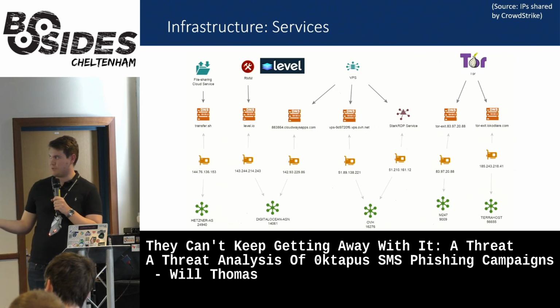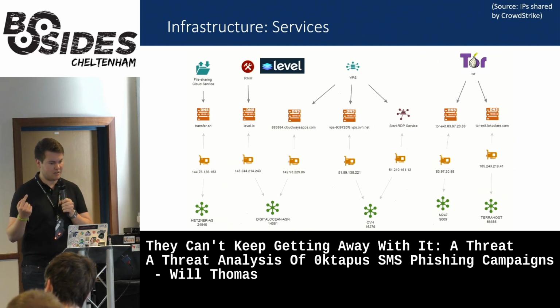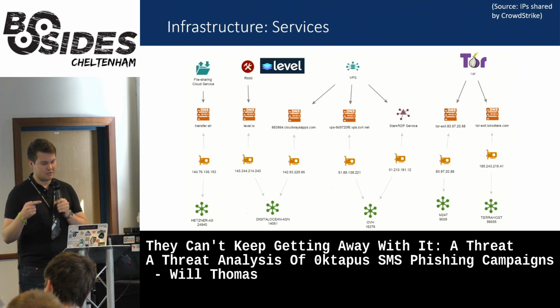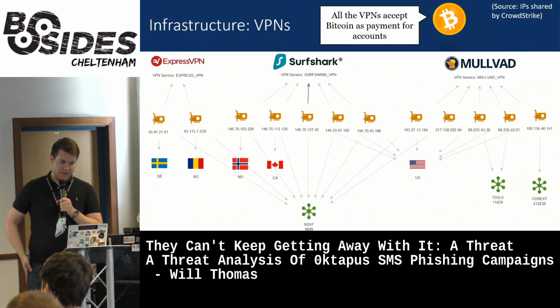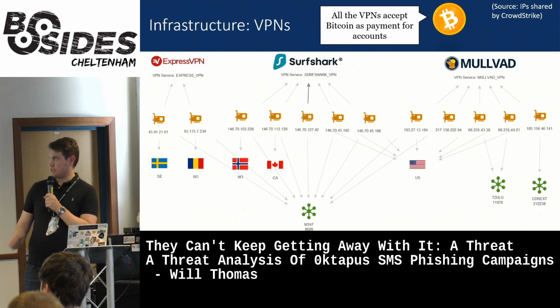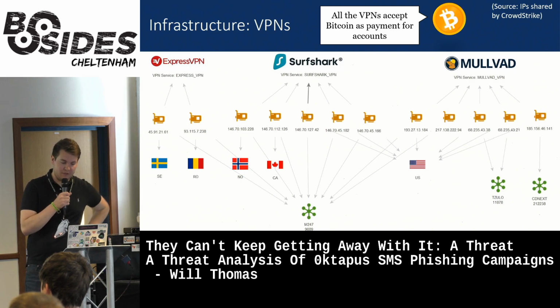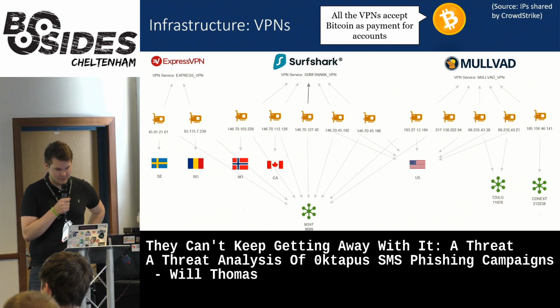Interesting thing is that these IPs were shared by CrowdStrike, and just by pivoting on the host names that were on these IP addresses, we could then reveal what these services were. So then VPNs, they actually used a range of ExpressVPN, Surfshark, and Mullvad. Interesting thing about these VPNs is, again, they all accept Bitcoin for payment. So you can't trace who actually has purchased these easily anyway.